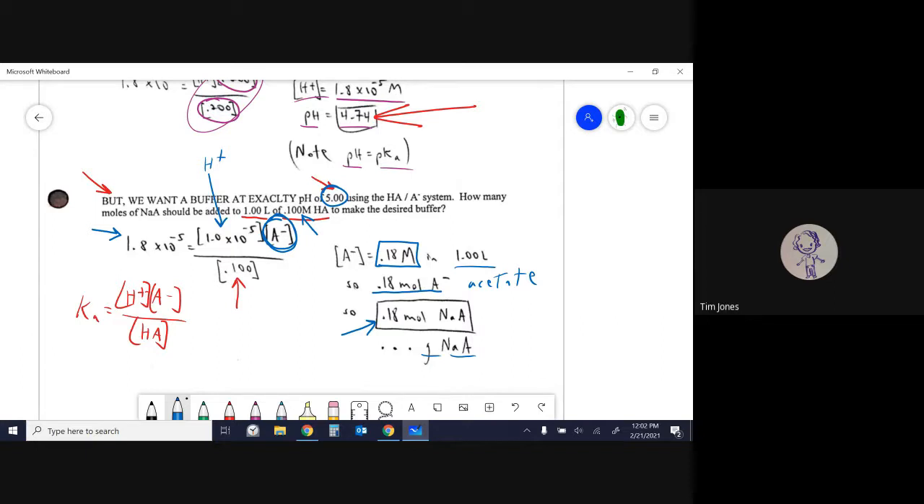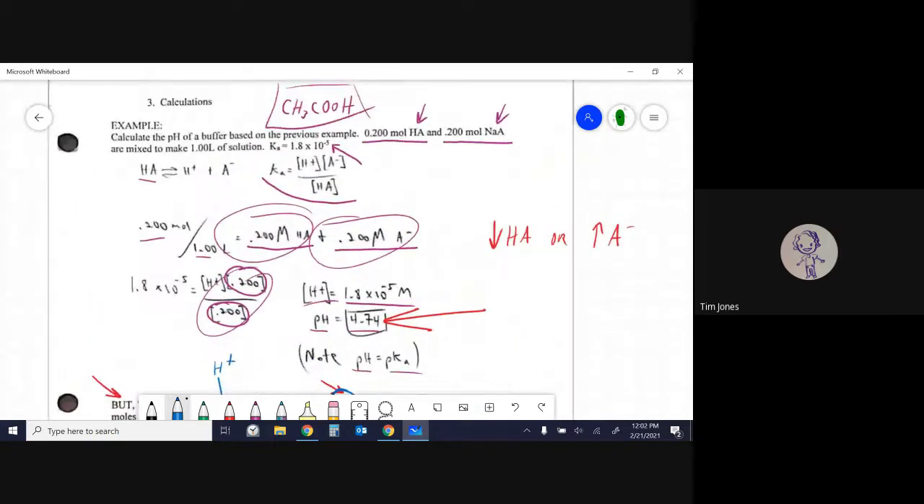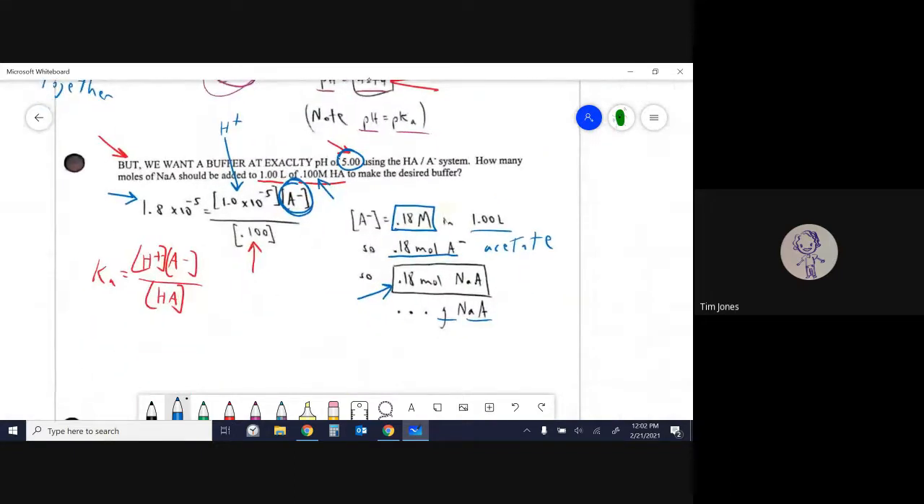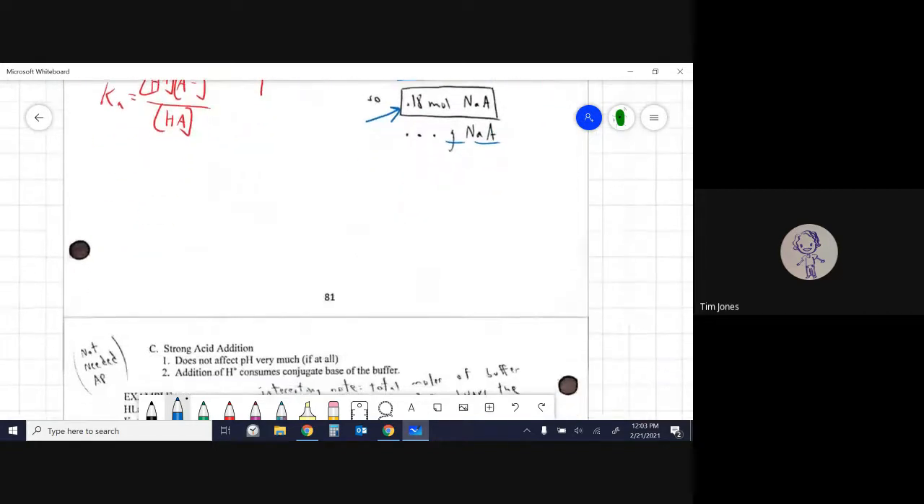So this has shown 2 ways to make a buffer. This first way here, we were adding weak acid and weak base together. And in the second one, we started with a weak acid. No, actually, let me take that back. We did it the same way. We actually made it the same way, but we just changed our amount. I was thinking we would do the other thing, but I didn't put that in here.